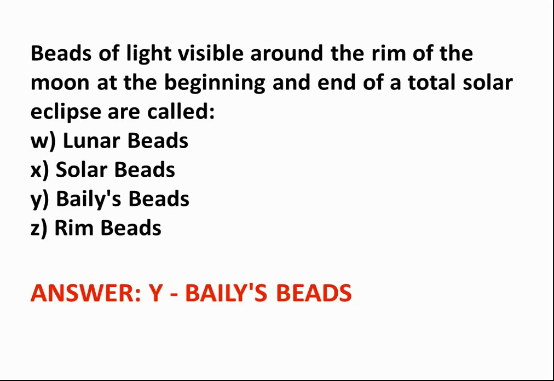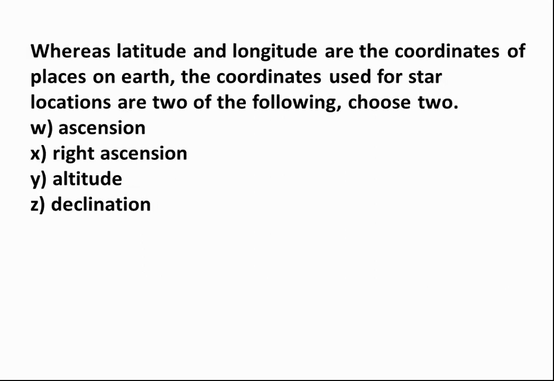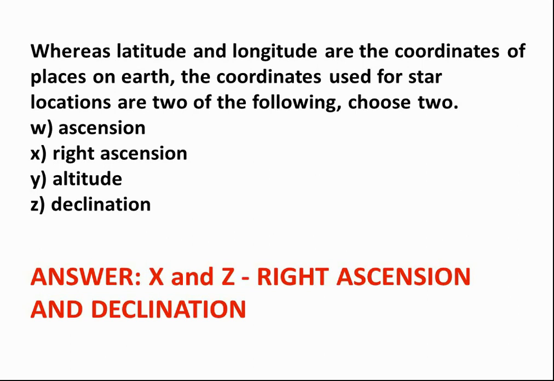Answer: Y. Bailey's beads. Whereas latitude and longitude are the coordinates of places on Earth, the coordinates used for star locations are two of the following, choose two. W. Ascension. X. Right ascension. Y. Altitude. Z. Declination. Answer: X and Z, right ascension and declination.